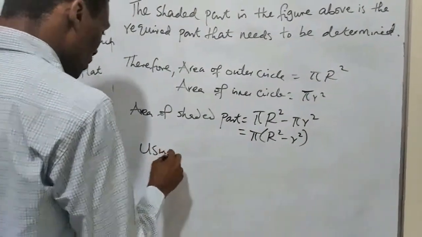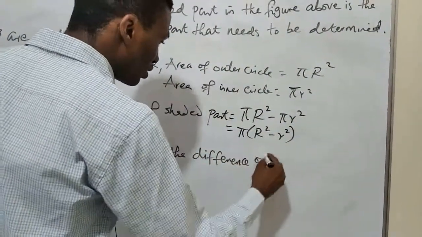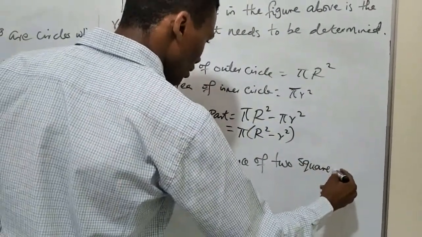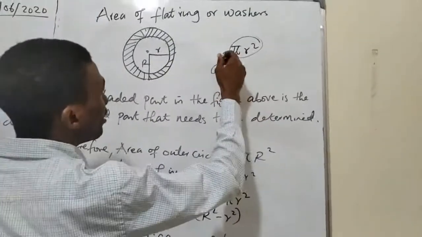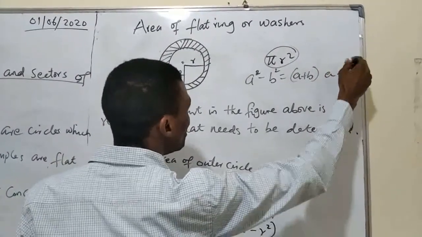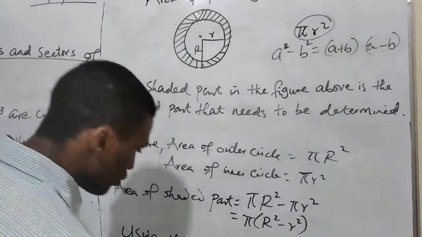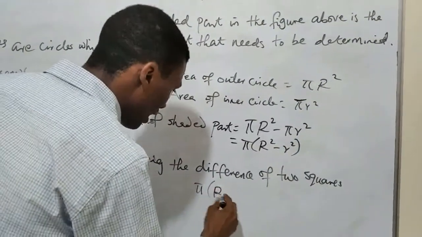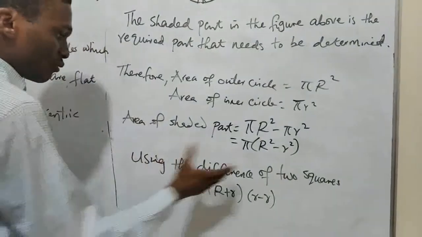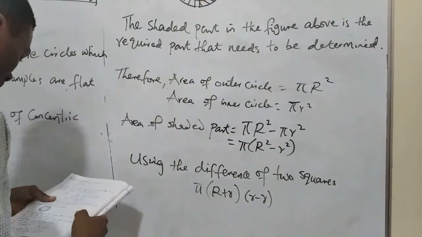So we now use the difference of two squares, which must have been taught in JSS3. a squared minus b squared gives us a plus b times a minus b. This is called the law of the difference of two squares. Now we use it to expand this, so that will give us pi into bracket R plus r, then R minus r. This times this gives us our big R squared minus our small r squared.